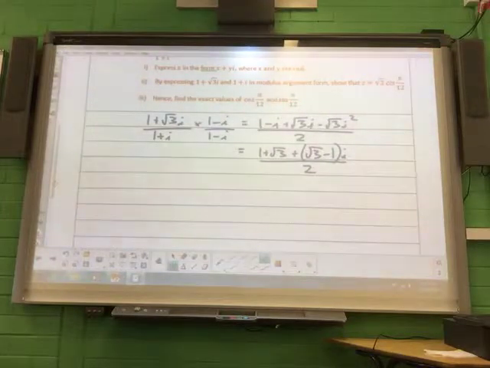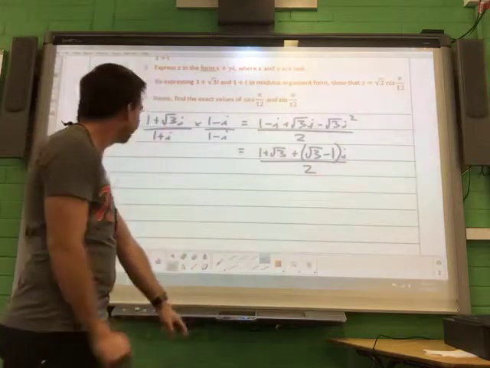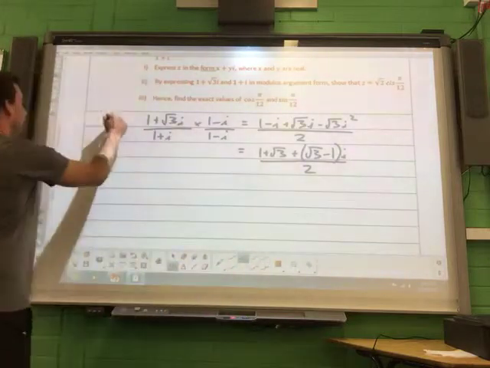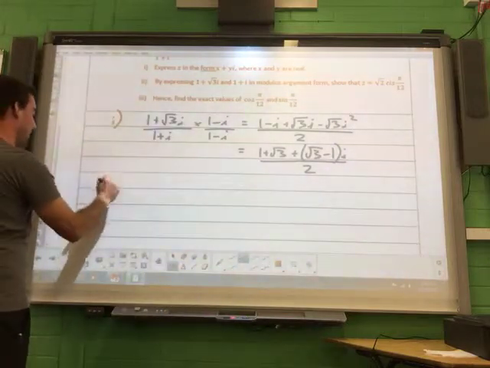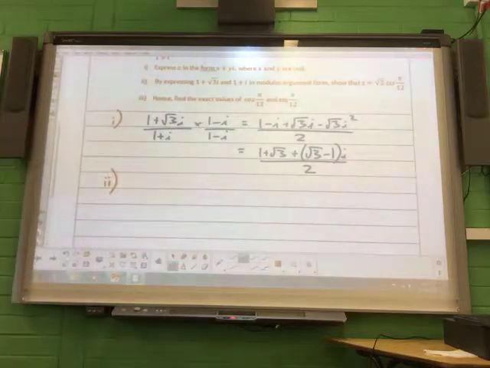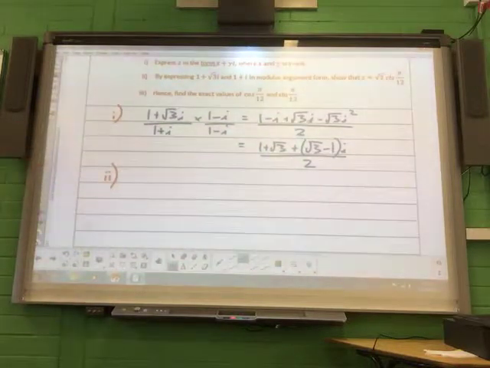That's simplified, but it doesn't look simplified and I don't like it. Yeah, I see your point. Okay, expressing 1 plus root 3i and 1 plus i in modulus argument form, show that Z equals root 2 cis of pi on 12.